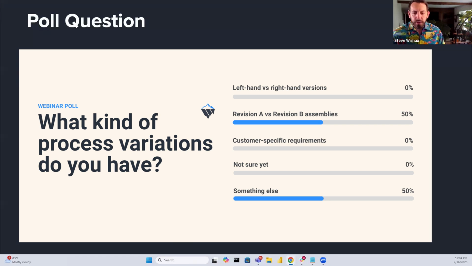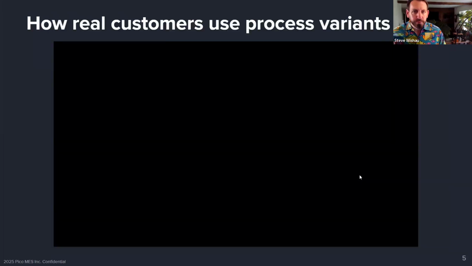So just to look at the results of that quick poll here, it seems like we've got a lot of interesting content for both revision A, revision B, and we'll be interested to hear about those different types of variations that you have as part of that process as well. So what we'll do first is hear from two of our customers about how they use process variants. We'll dive into their use cases a little bit and talk more about how that's all functioning.